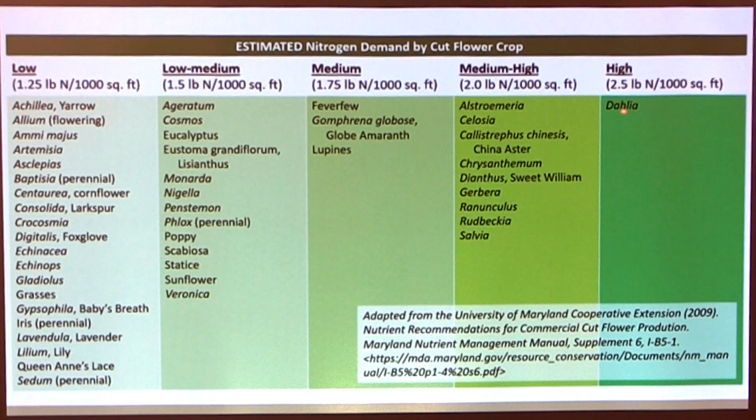Dahlia is the one cut flower that we've officially tested for its nitrogen demand, and we found that it's got a really high demand. I have not personally tested the others. We've just estimated them in our trials so far.